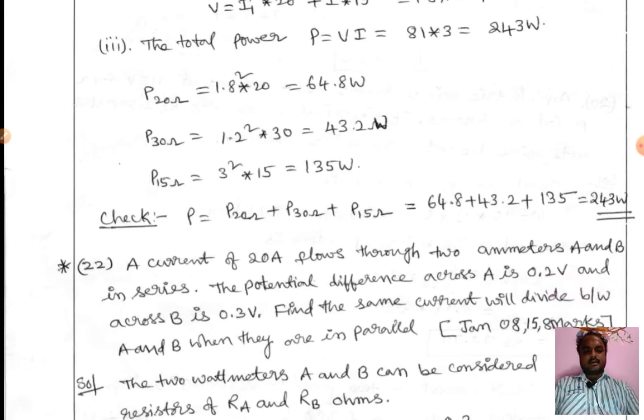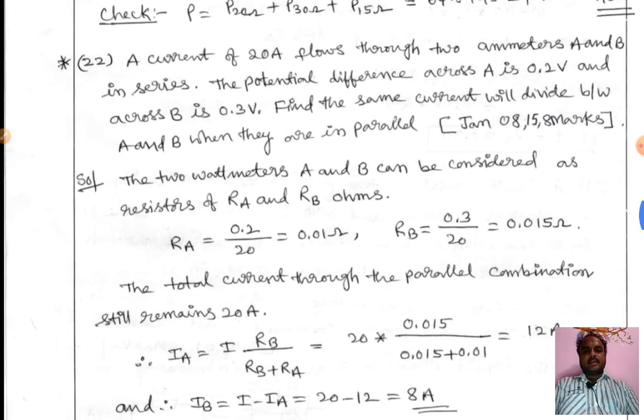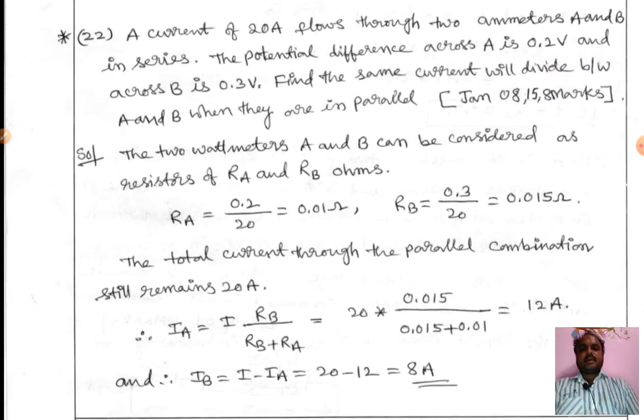And this is a very important one. A current of 20 amperes flows through two ammeters A and B in series. The potential difference across A is 0.2 volts and across B is 0.3 volts. Find how the same current will divide between A and B when they are in parallel.